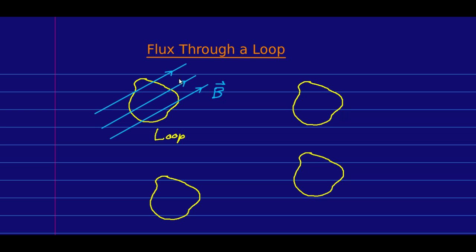Gauss's law for magnetism may seem less useful than Gauss's law for electric fields, but it has a very important consequence. It means we can define a flux through a loop. Here's what I mean. Suppose you have a loop. Maybe it's a loop of wire. It doesn't matter. We'll usually think about loops of wire. And it's in a magnetic field. And so you can think about the magnetic field passing through the loop.